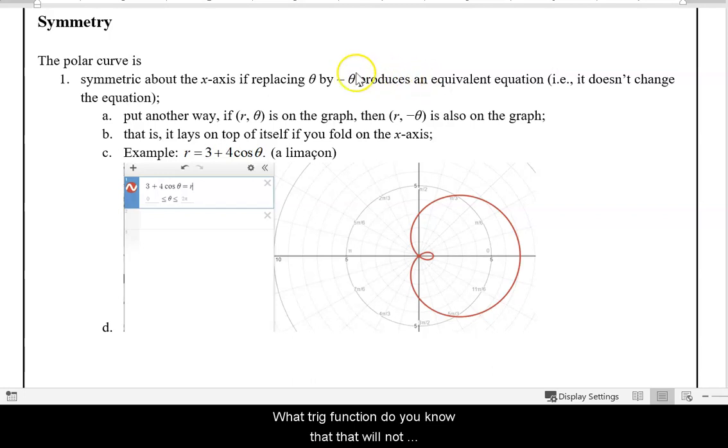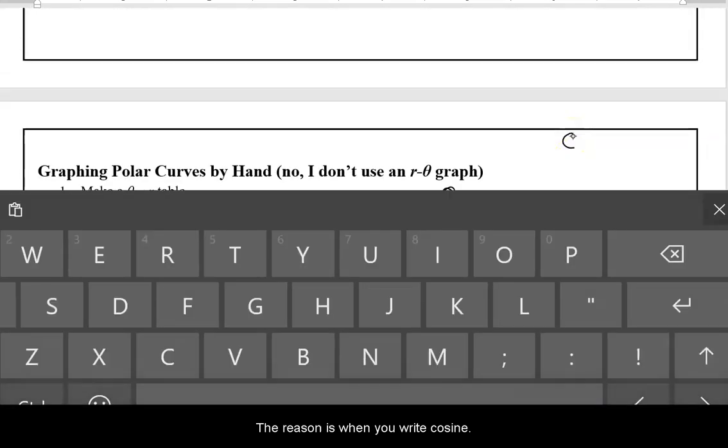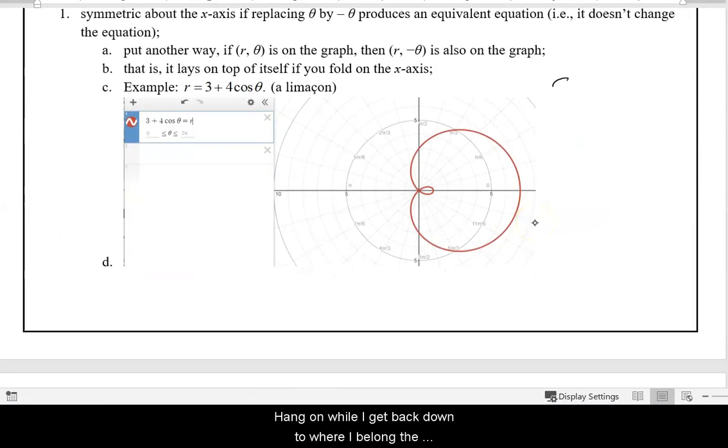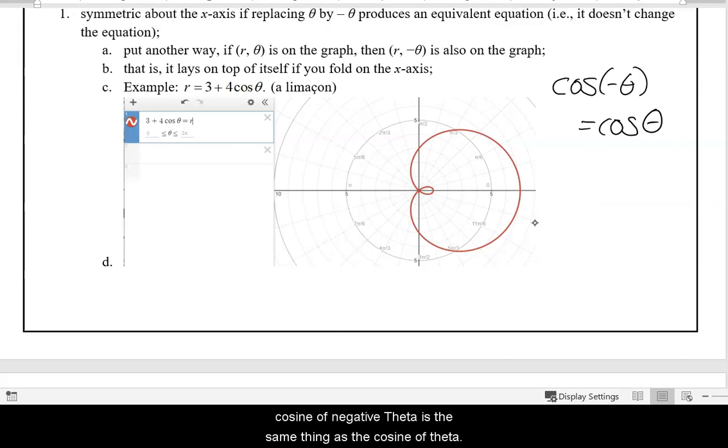Now, what trig function do you know that will not change the equation? You're right, that's got to be cosine. The reason is when you write cosine, hang on while I get back down to where I belong, the cosine of negative theta is the same thing as the cosine of theta. This means that it is an x-axis symmetric graph.